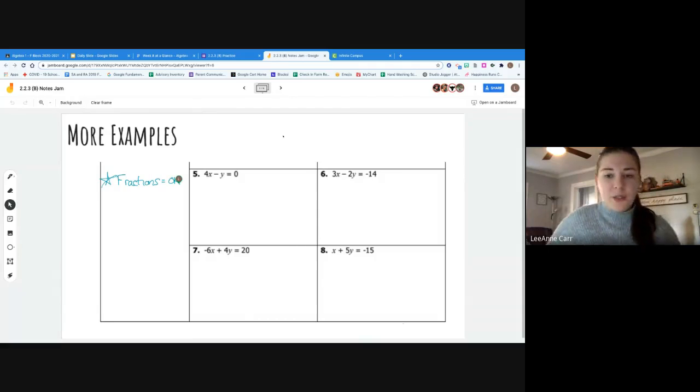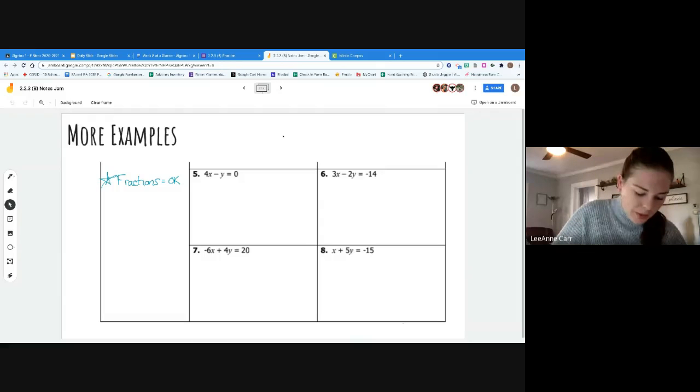Okay. If you come across a slope that won't simplify, you just leave it as a fraction. I do not want a decimal. That will not help you. Okay. So fractions are good. They're our friends here.